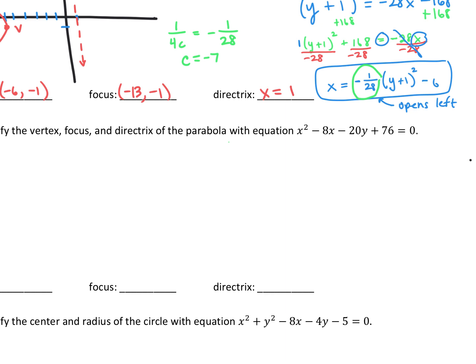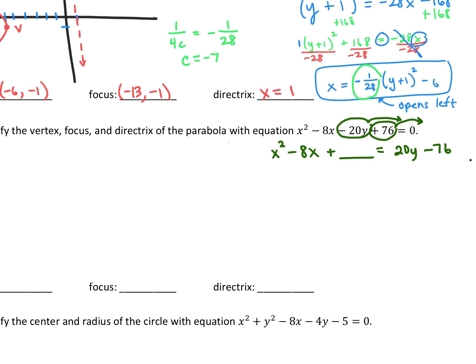So when our x is being squared, we want to gather the x's on the same side. So x squared minus 8x plus something, because we know we're completing the square, equals, and all the other terms we want to get to the other side. So this minus 20y, we're going to get that over there by adding 20y to both sides. And this plus 76, we're going to get to the other side by subtracting 76 from both sides.